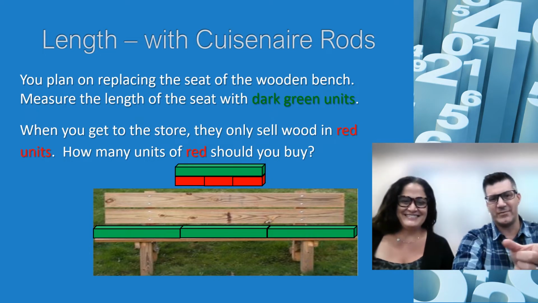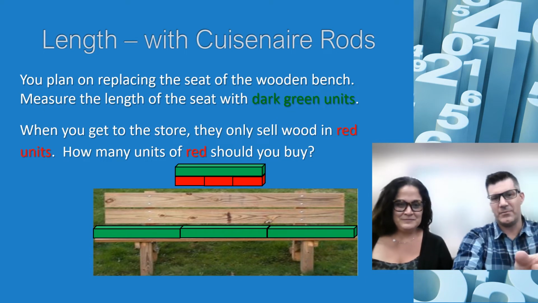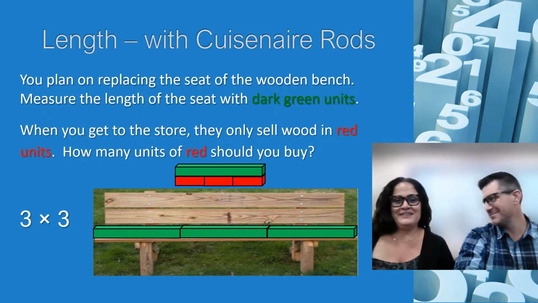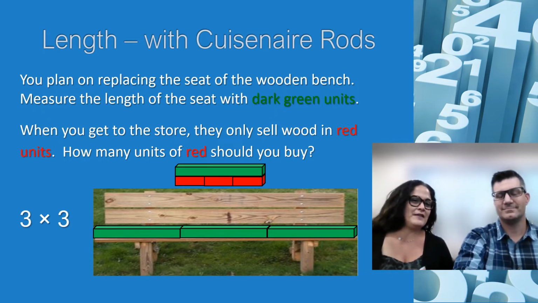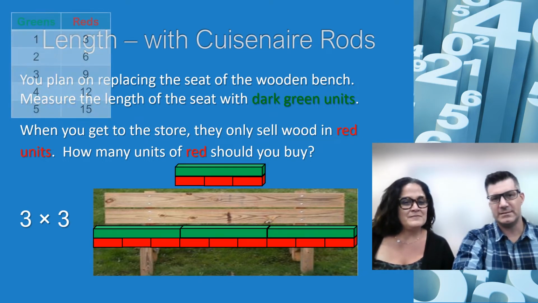So I can imagine for each of these greens, there'd be 3 reds on top, right? So I see 3 groups. There'd be 3 in each. So 3 groups of 3 would be 9. Multiplication. And I think we could make a great connection for that to the actual table that would show the pattern. Yep, there's our reds in case you don't believe us.